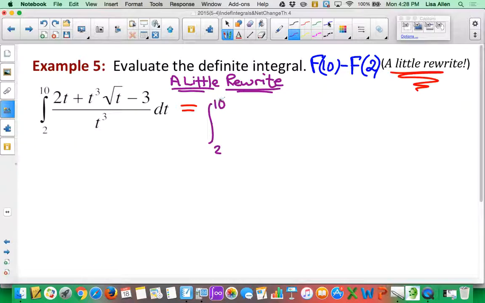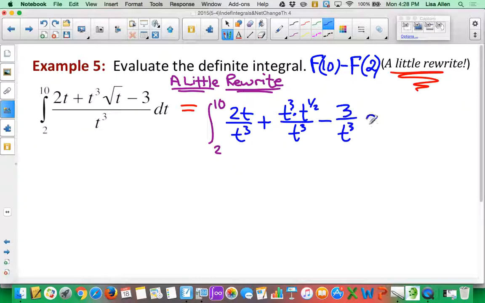So I'm going to split this up. I'm going to say 2t over t cubed plus, then I have t cubed square root of t, which I know I'm going to combine. I'm going to make that t to the 1/2 right now, over t cubed. It's kind of nice. Minus 3 over t cubed. I'm going to take this extra step so that I can simplify, even though many of you would have canceled at this step. Canceling the t cubes. Now, I'm going to cancel the t here and make this a 2. So let's see what we get.